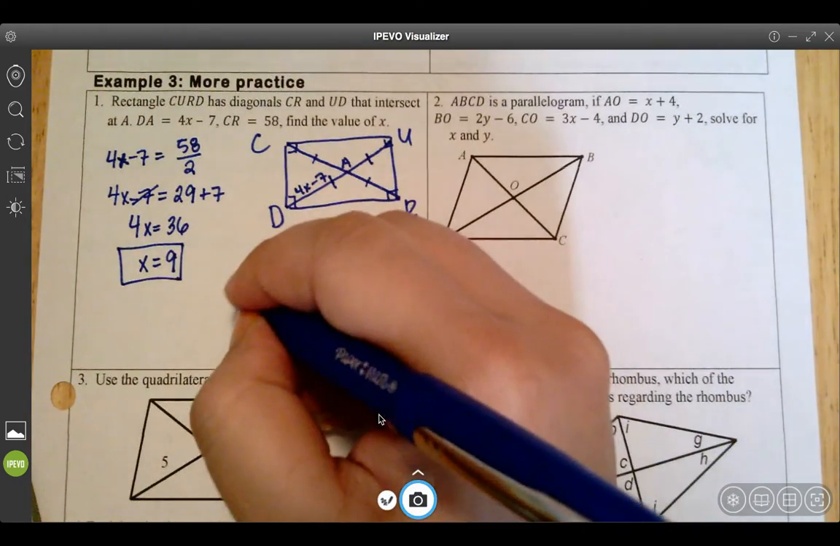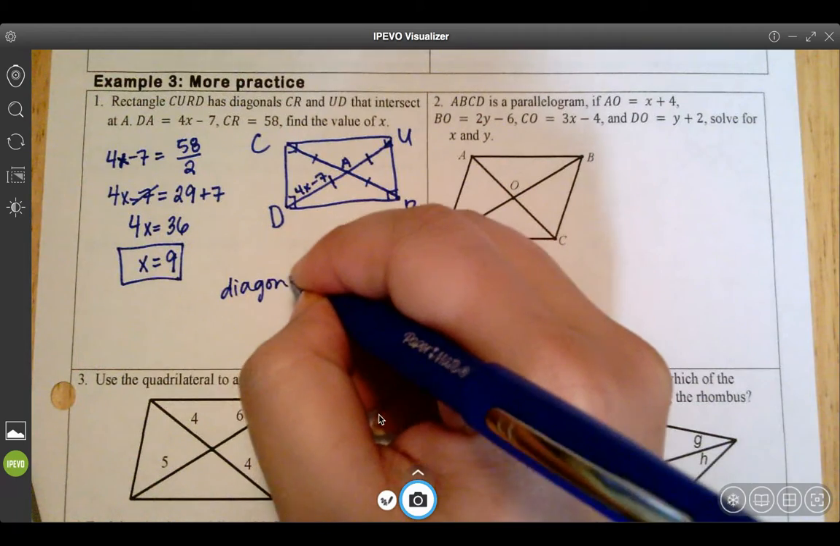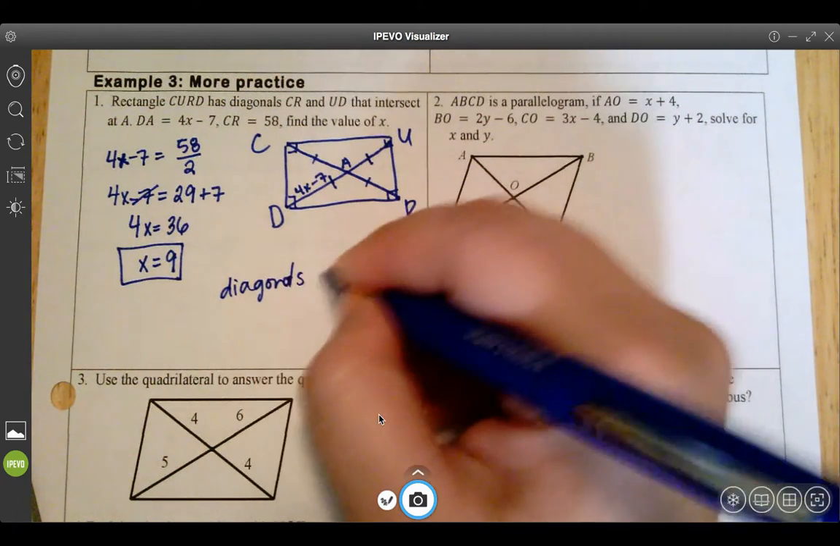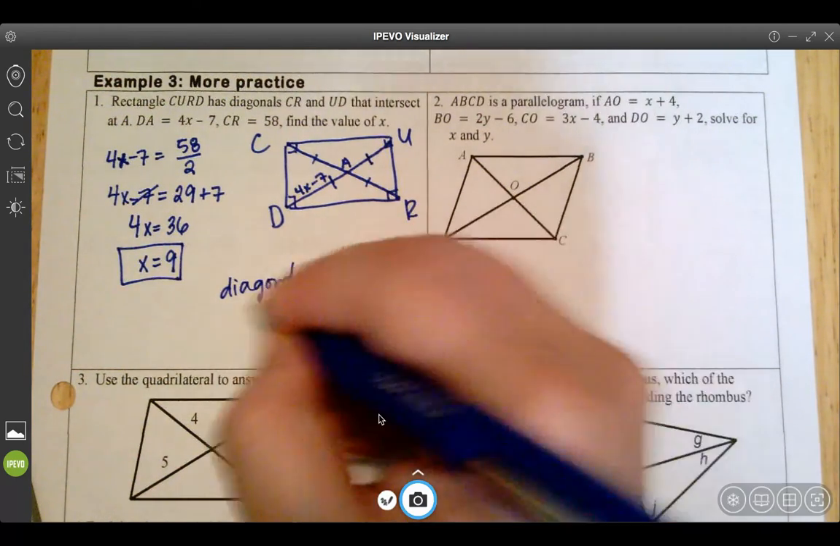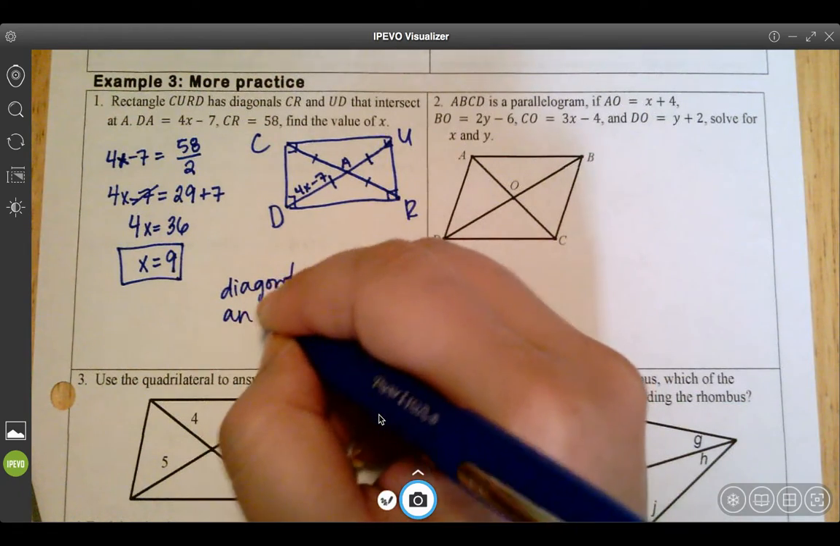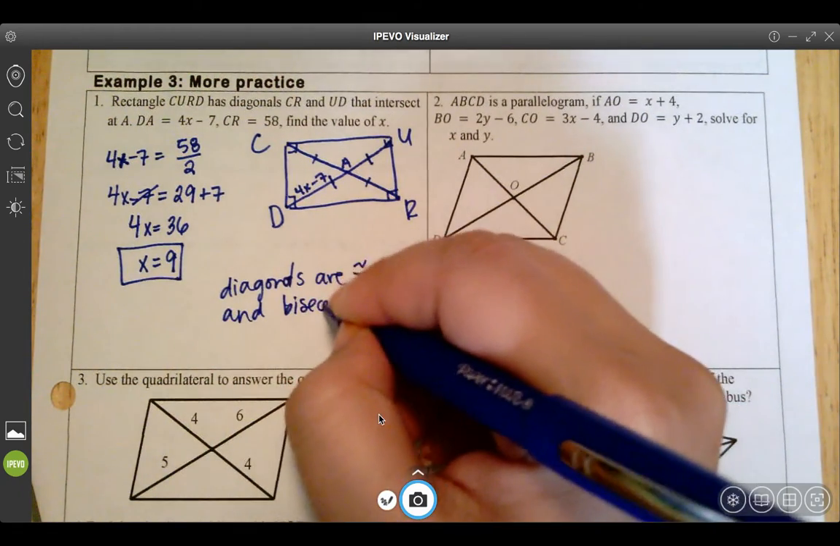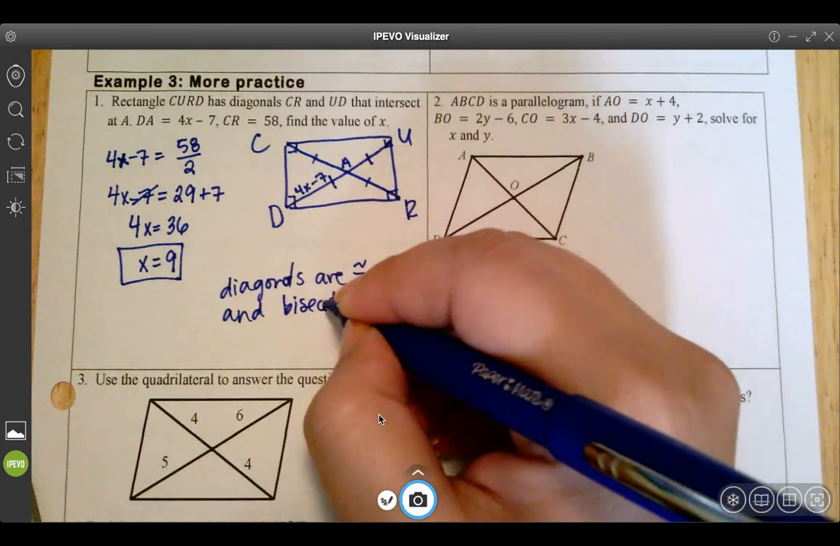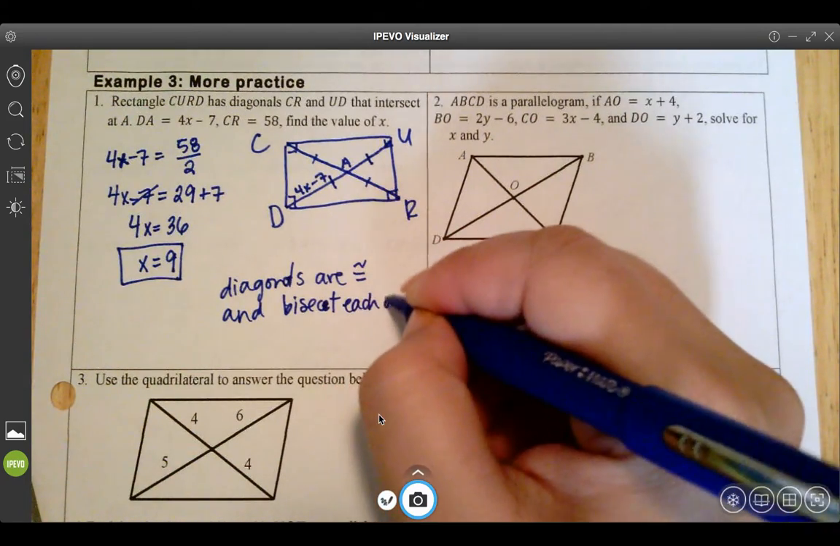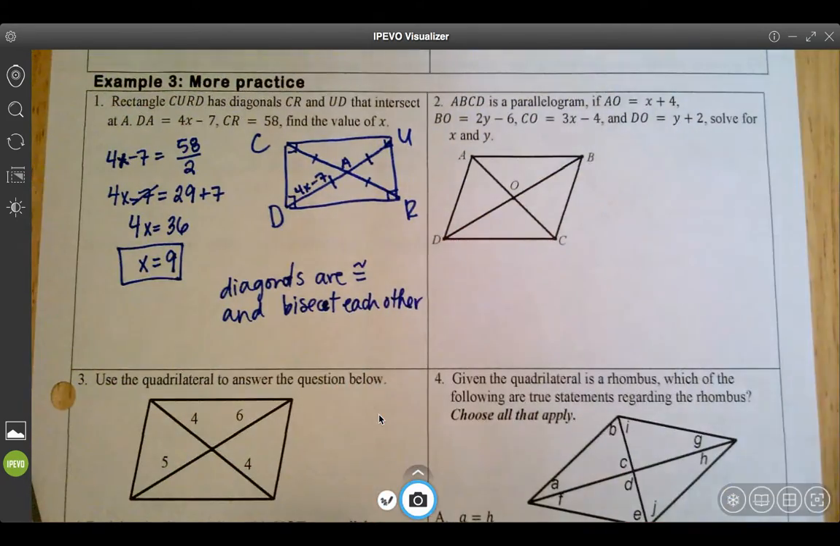And we did that because diagonals are congruent and bisect each other. Sorry, I had trouble spelling during that sentence. Diagonals are congruent and bisect each other.